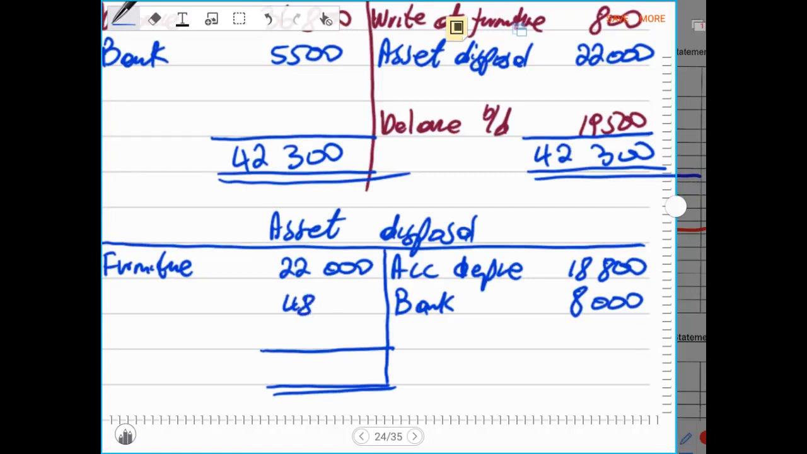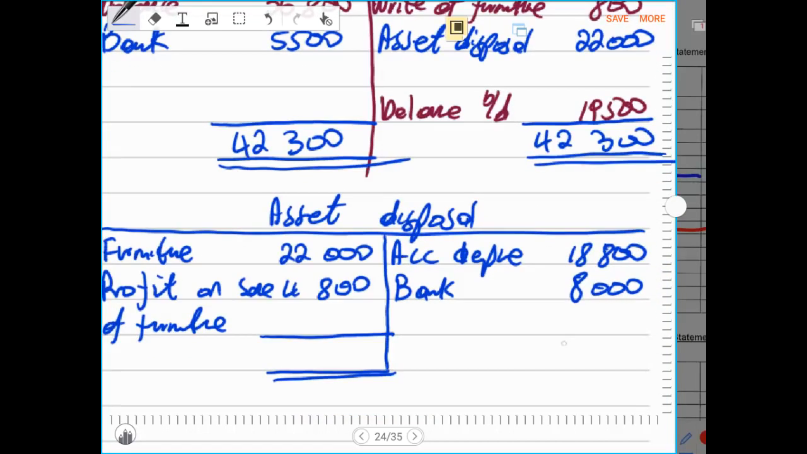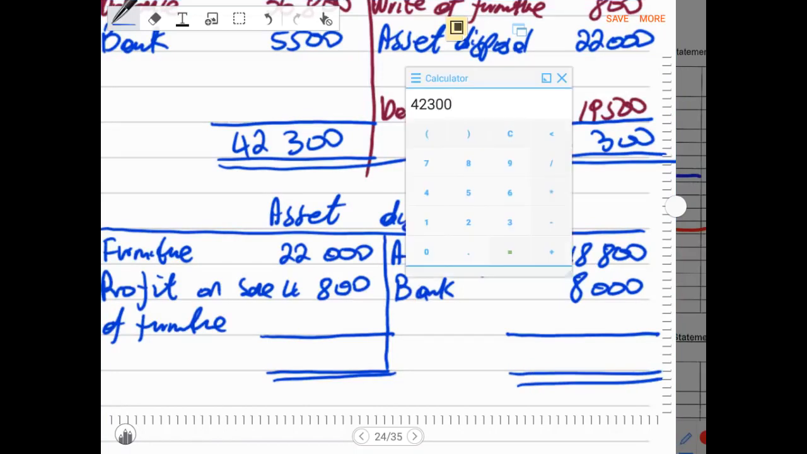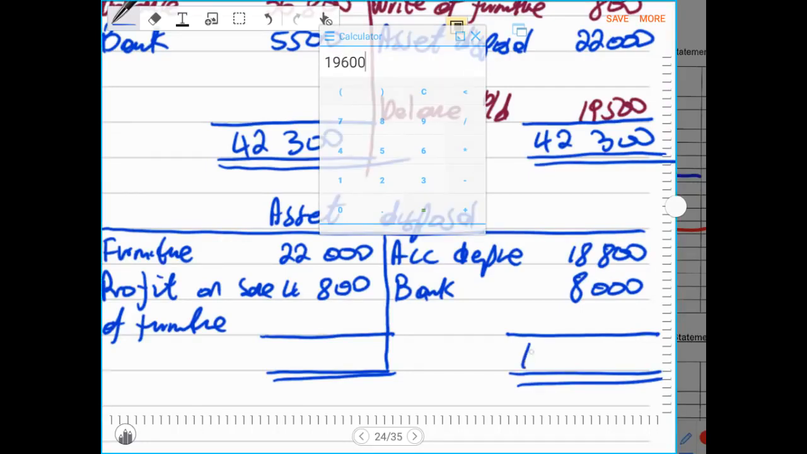And the profit will be on the debit side of the ledger account of asset disposal. It will be profit on sale of furniture, on the debit side. So now after we have recorded all this, our ledger account is supposed to be equal, both sides are supposed to be the same. Debit side is supposed to be the same as the credit side. Therefore this will be 18,800 plus 800. It will give us 19,600.